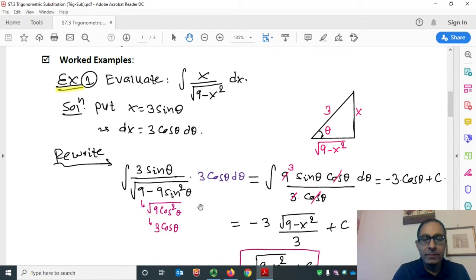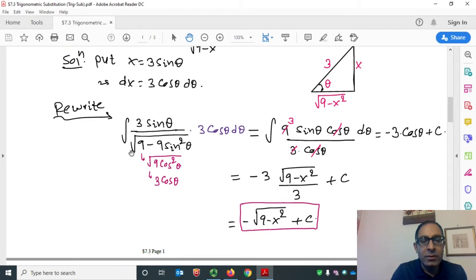Great. Now let's cancel here. Let me simplify this denominator. Under the radical, I can pull the 9 out by factoring, then what is left is 1 minus sine square theta, which is cosine square theta. Then out of the radical, 9 becomes 3, and cosine square becomes simply cosine theta. Great. Then I can cancel this 3 cosine theta, and I have only 3 sine theta left.